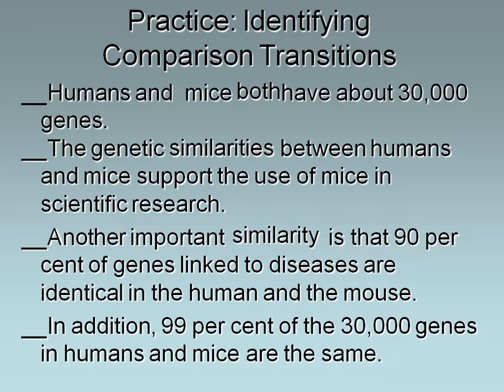Read the following sentences which explain the genetic similarities between humans and mice. The organization and transition words are in bold red type. Notice how the addition signal words "in addition" and "another" provide important context clues for understanding the proper order of ideas. Now, determine the logical order of the sentences. Write 1 by the sentence that should come first, 2 by the sentence that should come second, and so on.